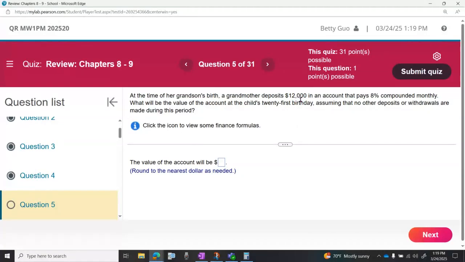Deposits 12 grand. When the grandma opens the account, she is going to put $12,000 in the account. And please also write down the annual interest rate, 8%. Also write down your little n is 12, because the interest is going to be compounded monthly. So please write down little n equals 12.